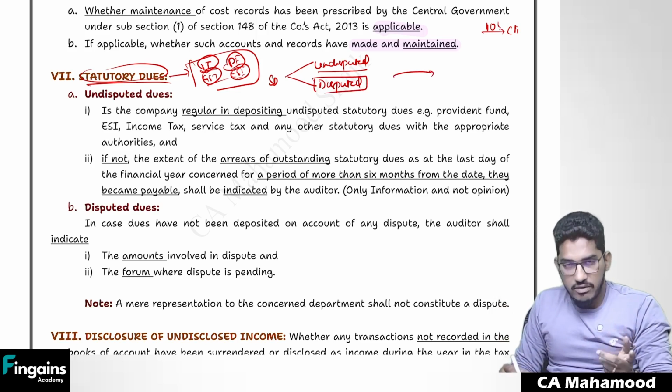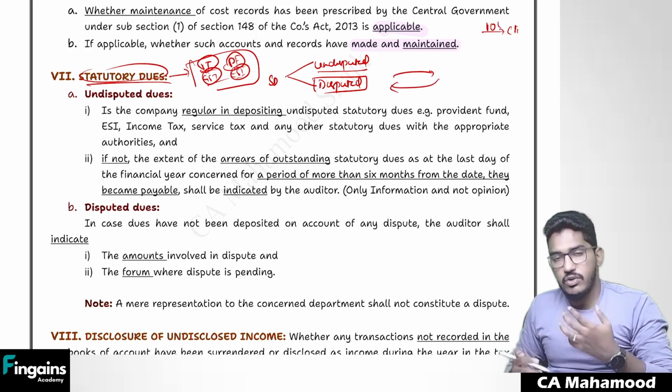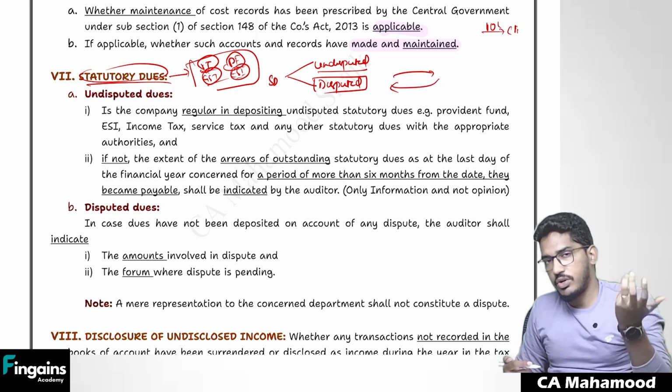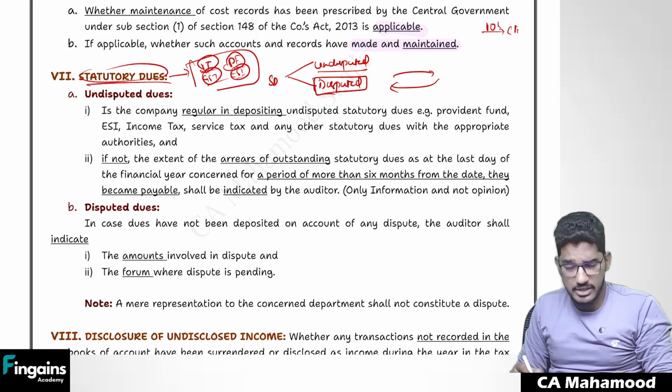See, the department is telling you that you are required to pay this much amount of tax. The client has filed a petition: no, I'm not required to pay the tax. The case is going on before the assessing officer, commissioner, court or tribunal. Somewhere the case is going on. The fight is on. So we call it disputed.